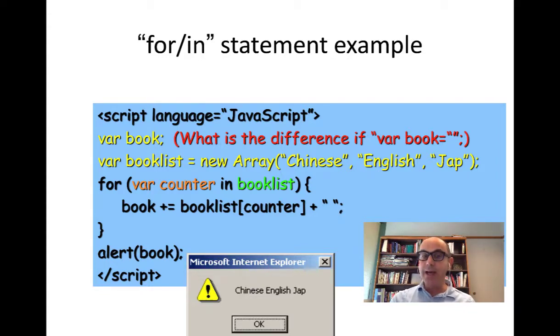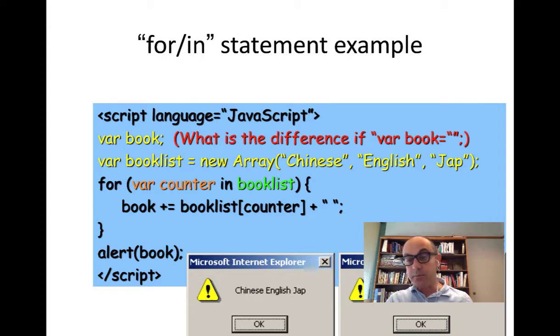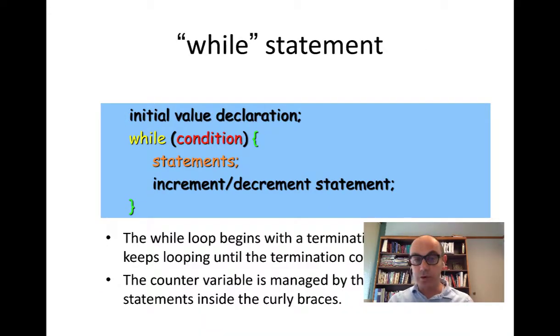So the issue here is for the variable counter in the book list, and the book plus is equal book list counter, and I'm leaving it plus and I'm leaving it open. So it will give me an alert with regard to the language that is chosen. This is the part of the statement that might be undefined or defined, and this is the result.